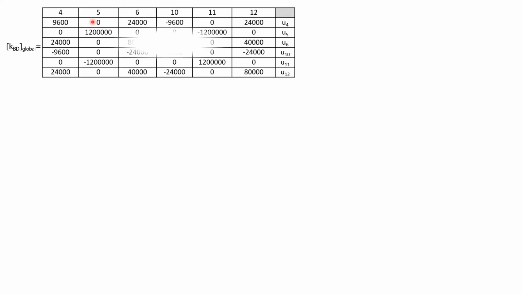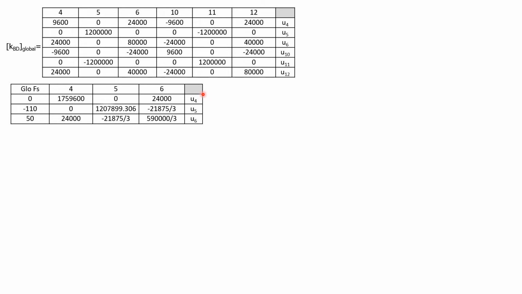So for BD, substitute its values. Cosine is 0, sine is negative 1, and you will arrive with these values. Node 2 is 456. So for 456, you add 4, this is row 4, column 5, row 4, column 6, and you will arrive with these values. These are the global forces. Remember, 0 horizontally, 110 downward, so negative 110, and it was counterclockwise, 50 counterclockwise, so that's positive global force.